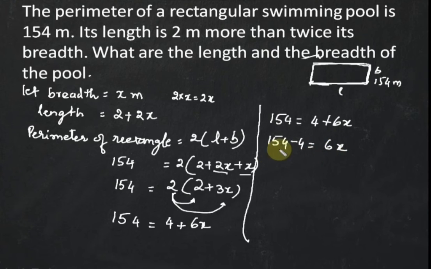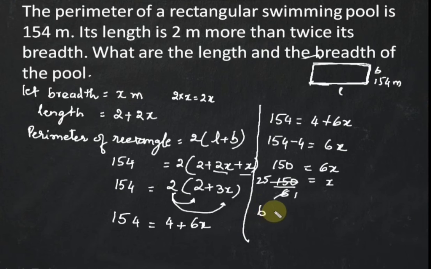154 minus 4 is 150 is equals to 6x. Now keep x as it is and bring the 6 on the other side. Because it is multiplication, on the other side it will be division. 150 divided by 6. So 6 times 25 is 150. So x की value हमको मिल गई है and that is 25.